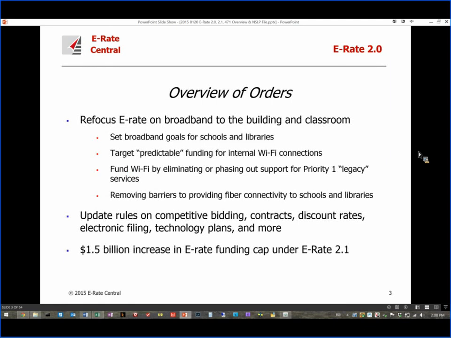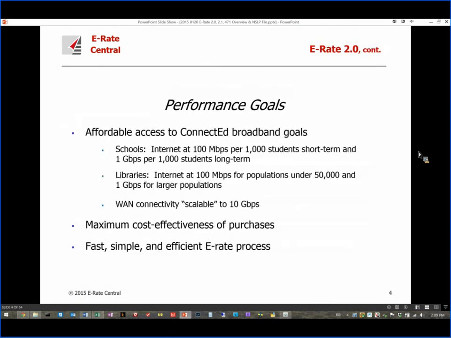So an overview of the order, you know that the order focused on setting broadband as the primary goal. It tried to move funding, particularly to Wi-Fi connections. It tried to get rid of legacy services and remove the barriers that are preventing people, particularly from getting fiber connectivity to schools and libraries. It updated numerous portions of the E-Rate program, and last but not least, it added $1.5 billion to the E-Rate funding cap. So there are a variety of performance goals. I think you're all familiar with these.